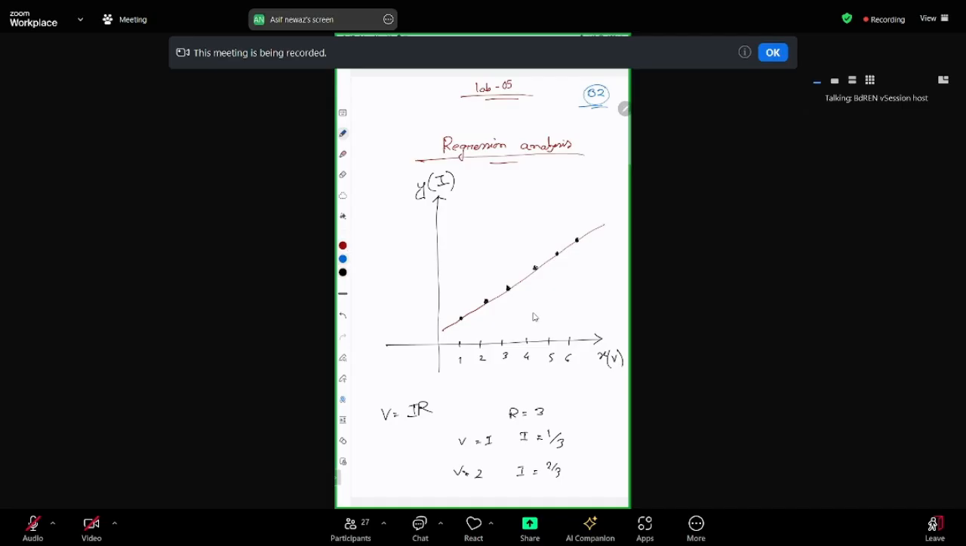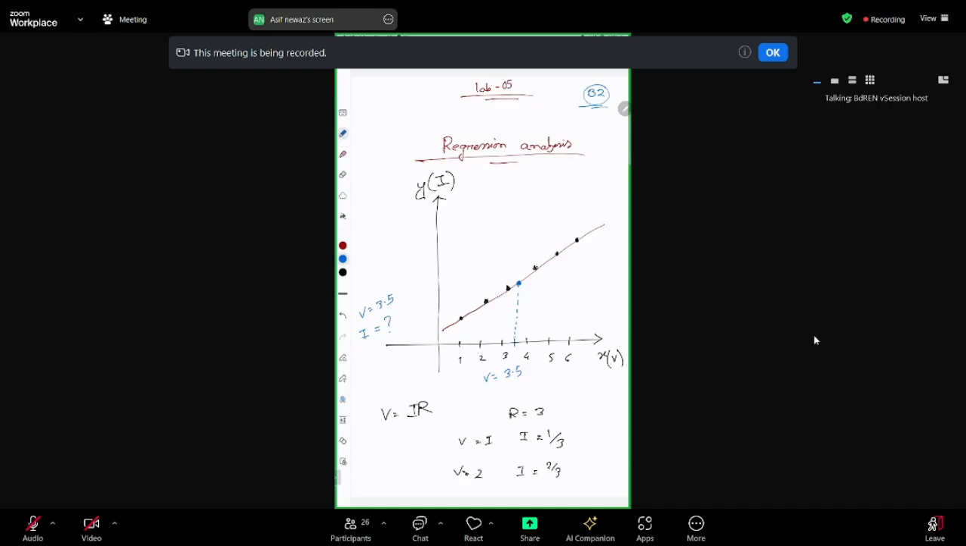Now let's say in this graph, if I ask you what is the value of current if V is equal to 3.5, if my voltage equals 3.5, what is the value of I? Can I find it from the graph? Can I find it? You should respond, some of you should respond, otherwise it becomes difficult for me to take the class.